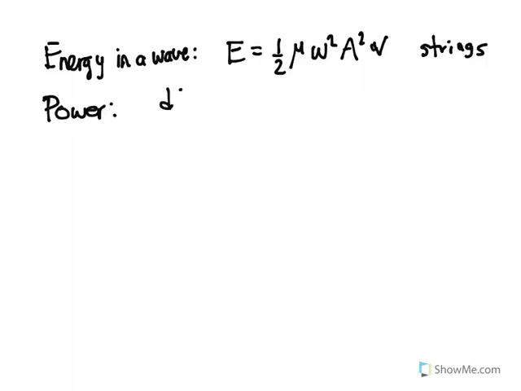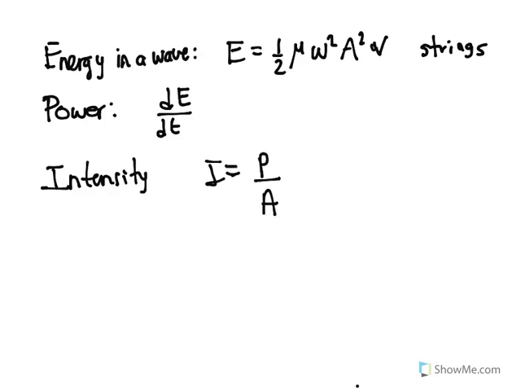Power is the derivative of energy with respect to time, which means it's a rate of change of the energy in time. We have something we call the intensity. The intensity is going to be equal to the amount of power per unit area.